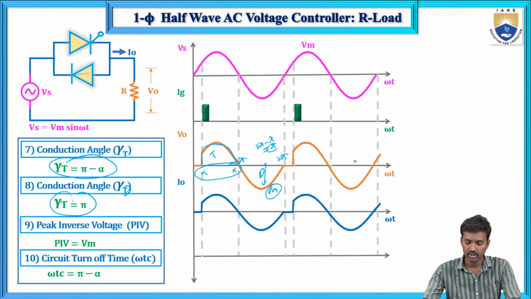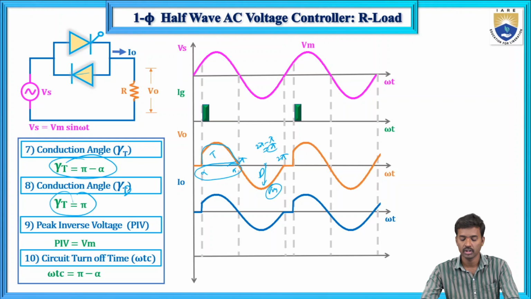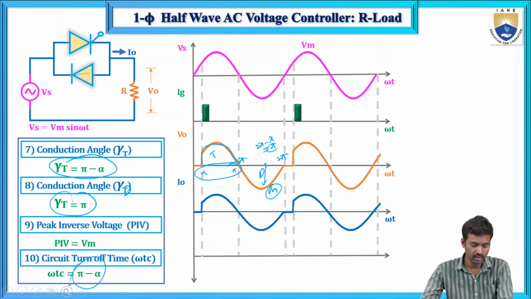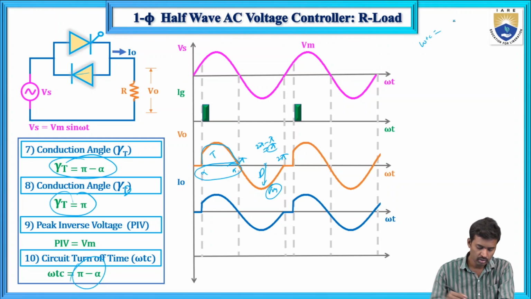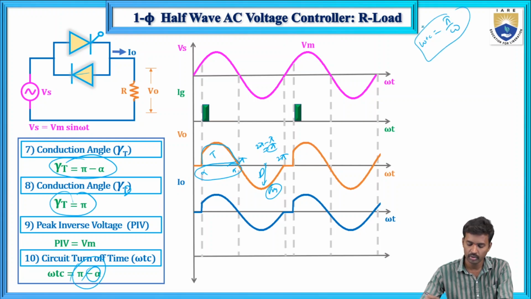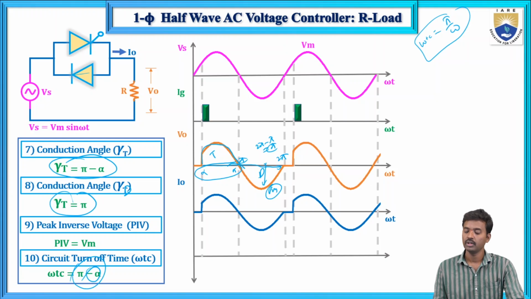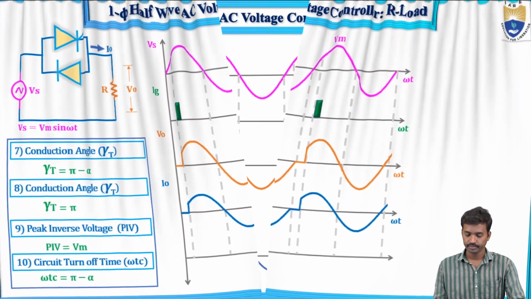So now here, circuit turn off time, the time for which the SCR is in reverse bias. I think this is not pi minus alpha, it is pi by omega. The circuit turn off time, omega tc, is the time for which the SCR is in reverse bias. So during this duration only the SCR is in reverse bias, that is pi by omega.